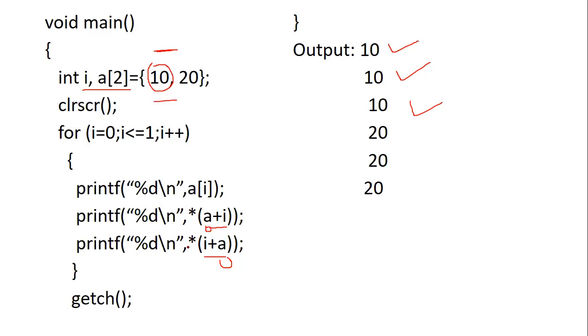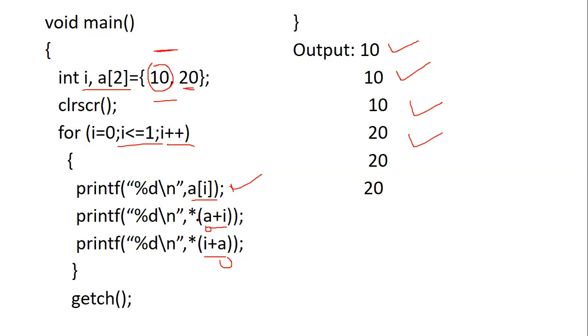Next time, the for loop increases the value of I. The value of I becomes 1, and we compare it with 1. 1 is less than or equal to 1. This condition becomes true, and we come into the for loop, the inner block, and next is printing the value of a of I. So a of I, that means a of 1, and a of 1 is 20. So we get 20 as an output on this line.